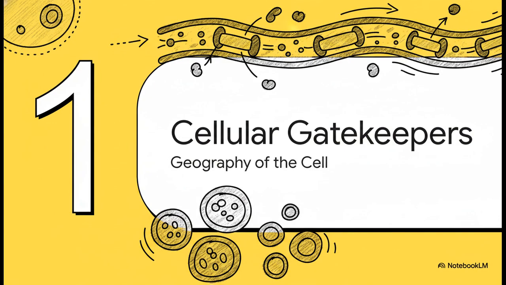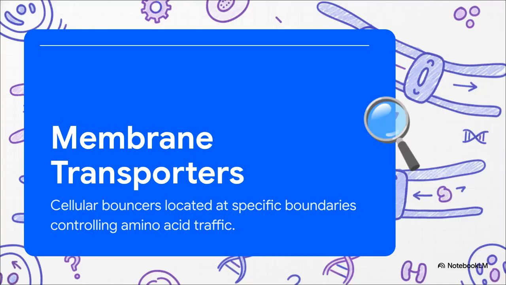Section 1. The cellular gatekeepers. Let's start by understanding the specific locations where these crucial transporters actually live, and why that matters so much. Think of membrane transporters as your essential cellular bouncers. They don't just float around randomly. They are stationed at very specific boundaries. Some are working at the luminal brush border of your proximal renal tubule or your intestine, basically facing the outside world and deciding what's allowed inside.